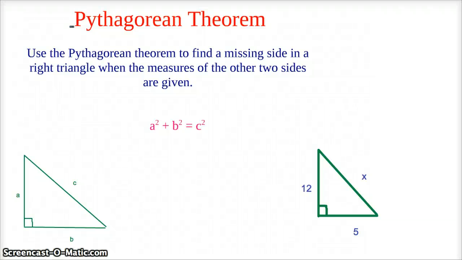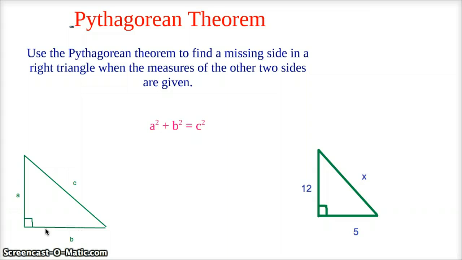So today we're going to explore the Pythagorean theorem. The Pythagorean theorem states that the sum of the squares of the legs of a right triangle is equal to the hypotenuse squared. You more commonly know it though as a squared plus b squared equals c squared. You can use the Pythagorean theorem to help you find the missing side in a right triangle when the measures of the other two sides are given.